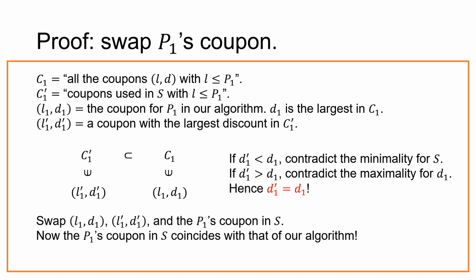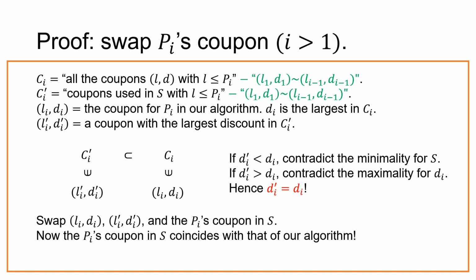Now, by swapping (L1, D1) and (L1', D1') in S, we use (L1, D1) in the construction S while excluding (L1', D1'). However, the total expense remains unchanged since D1' equals D1. Finally, by swapping (L1, D1) with the coupon for P1 in S, we obtain the same coupon for P1 as in our algorithm.